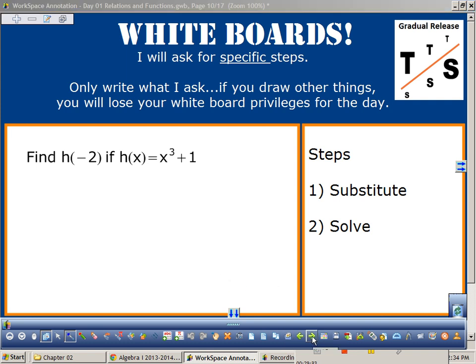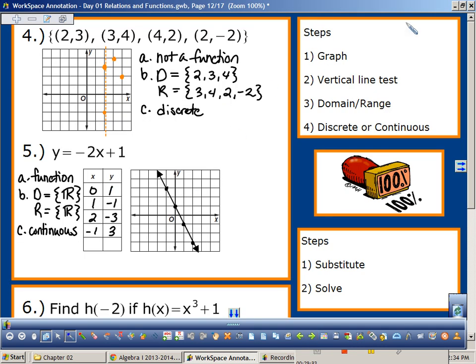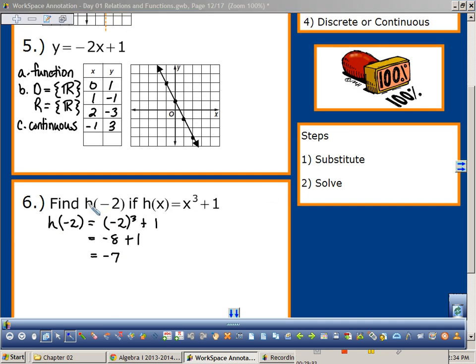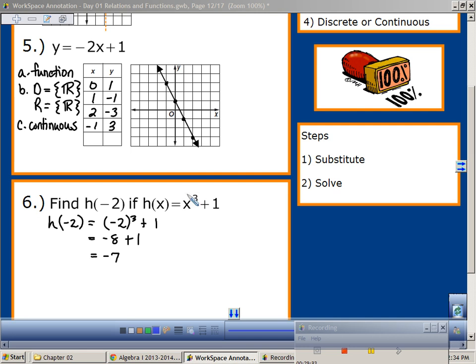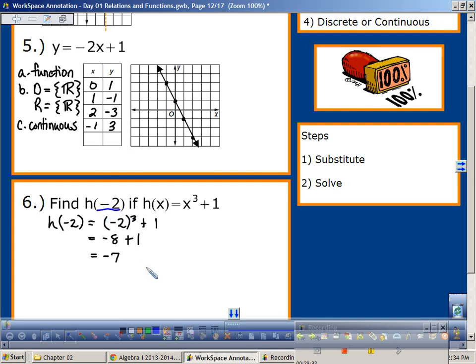Last thing I want to show you, which I don't even think I need to explain, is this. Find h of negative 2 if h of x equals x cubed plus 1. All you have to do is substitute in negative 2. So everywhere you see an x, you put negative 2, and you just simplify.